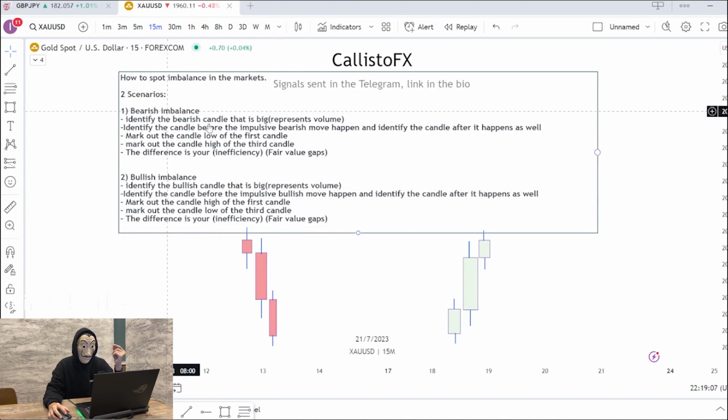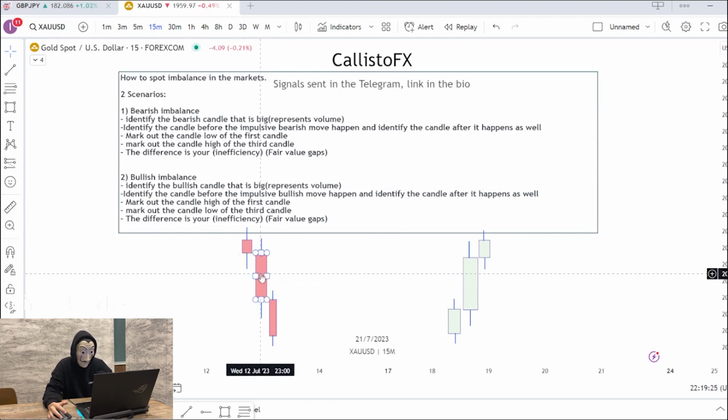Firstly, we have the bearish imbalance. You're looking at the first step: identify the big bearish candle, which represents high volume. In this case, the middle candle is bigger than the other two. This is the candle we identify first, candle number 1.